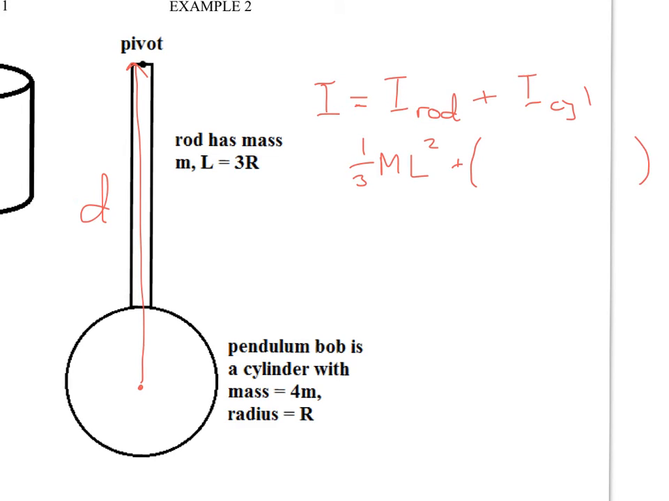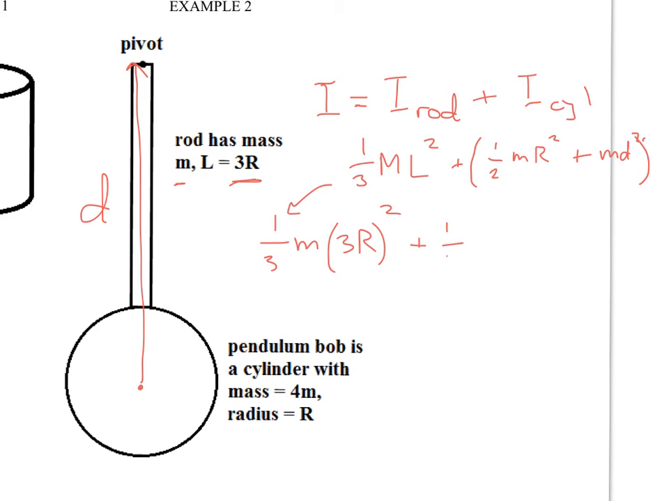Here's what that's going to look like. Moment of inertia through the center of mass, 1/2 mr squared, plus md squared. Fine, there's our moment of inertia for it. Then 1/3 ml squared for the rod. The mass of the rod, continuing over here, is just m, and its length is 3r. Let's square that over here.